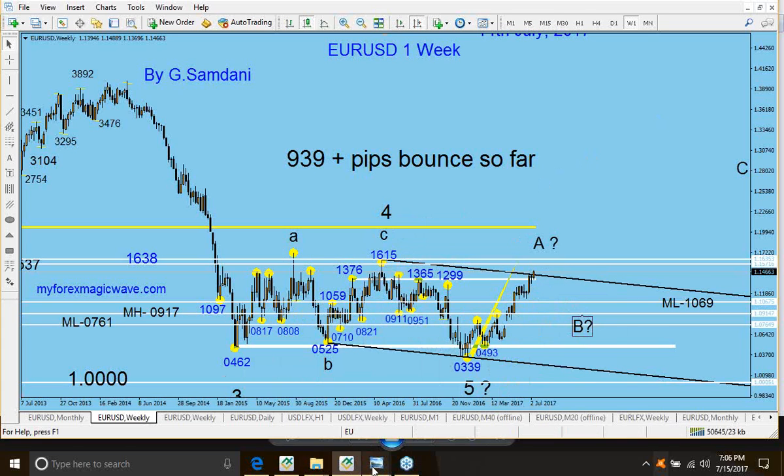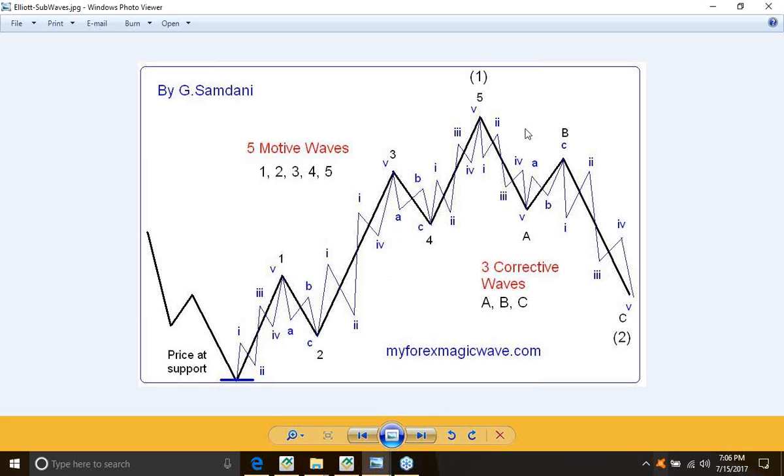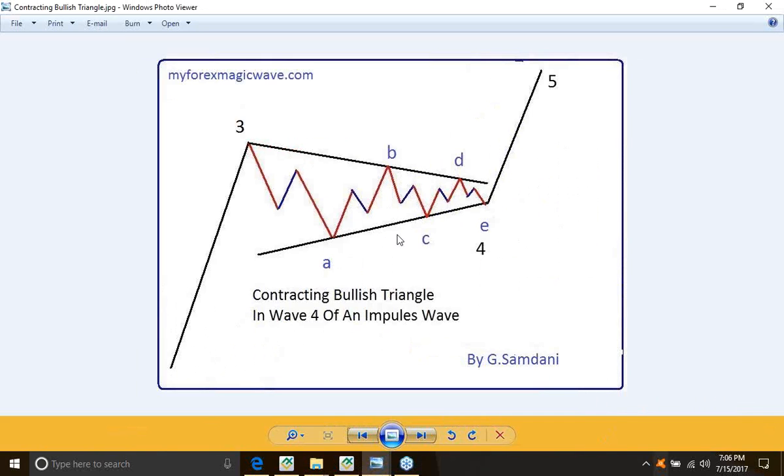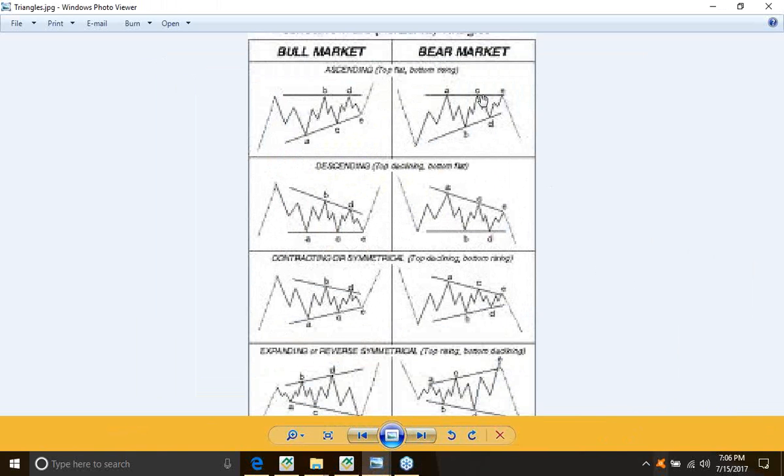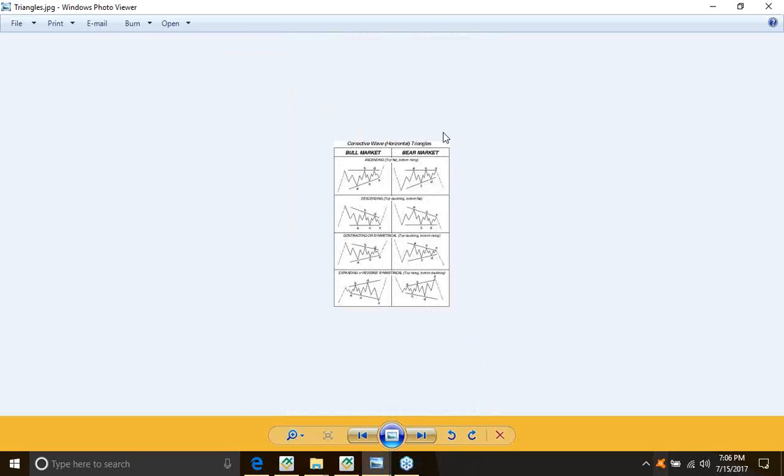But again, I was trying to show you just a basic phenomenon today. We can get into the triangles. A triangle I can show you simply, like this is the very simple version. This is a contracting triangle, which happens 80% of the time. But there are different types of triangles. This is like an ascending triangle. This is a descending triangle, right? And this is the one that I just showed you. So contracting triangle, and this is an expanding triangle. So these are different triangles. They happen most of the time, 80% of the time, in wave 4, and 20% of the time, very sometimes, in wave 2. Wave 2 is usually a zigzag or a flat.